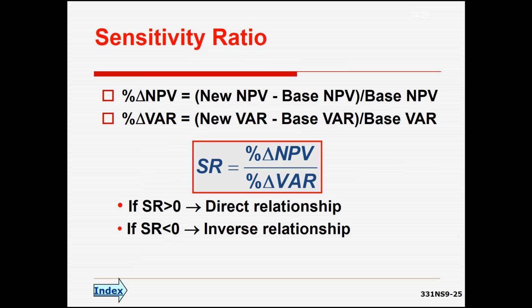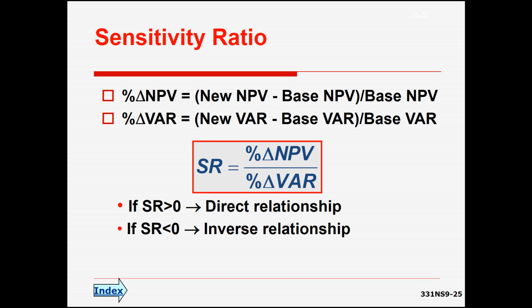Units. Creating the table of changes is time-consuming. We can get the same result with less computation by calculating a sensitivity ratio for each variable. Note, this formula is not in your textbook. To find the sensitivity ratio, we need the percent change in NPV. We need the base NPV and the new NPV, and the percent change in the variable of interest, the base value of the variable and the new value.